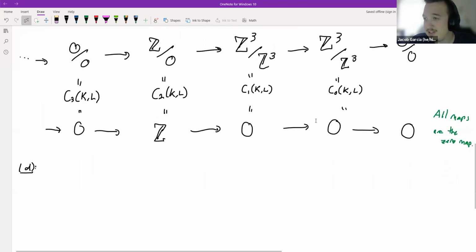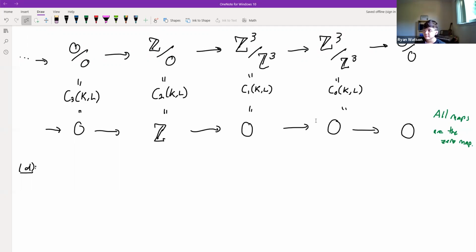So then what's going to drive us home here? Right, if I'm going to compute the relative homology groups, we just have to take the kernel of a map over the image of the previous map. And so the only interesting case is in the second degree.